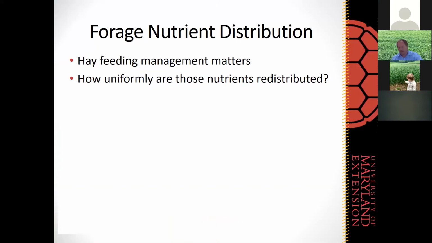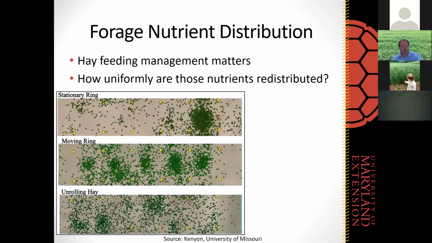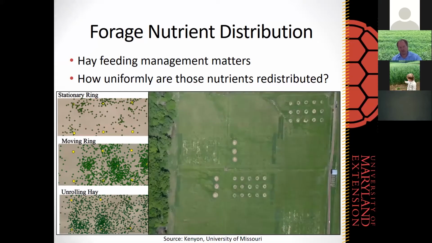Hay feeding management does matter. Think about how those nutrients are redistributed across the field. Again, the stationary ring is going to result in accumulation of those nutrients in one spot. Moving the ring around can help quite a bit. Unrolling the hay is probably the best method there.